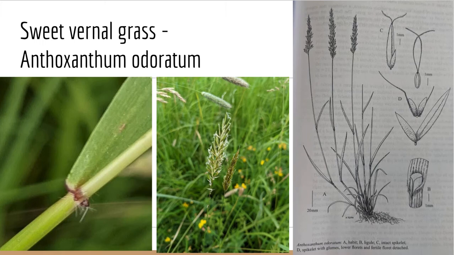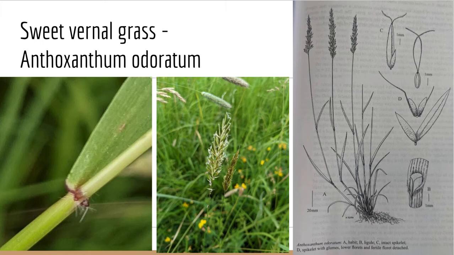Sweet vernal grass, Anthoxanthum odoratum. So Anthoxanthum odoratum. It's a loosely tufted perennial, and it grows up to about 100 centimetres high. And there is a similar grass called annual vernal grass that is unfortunately no longer present in Ireland, and it's scarce in Scotland and Wales.